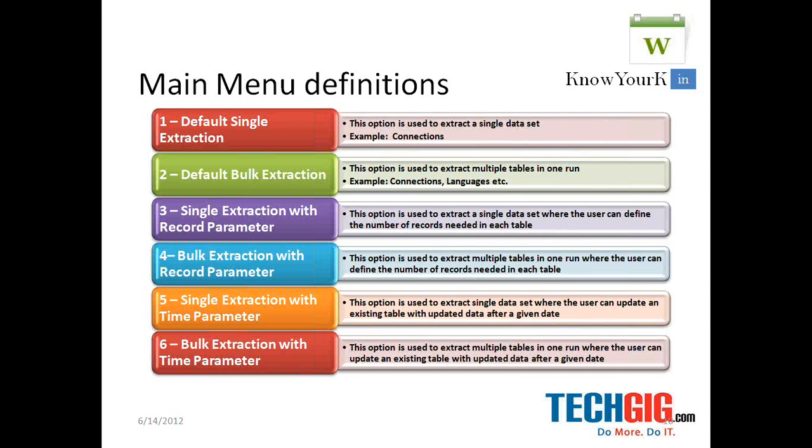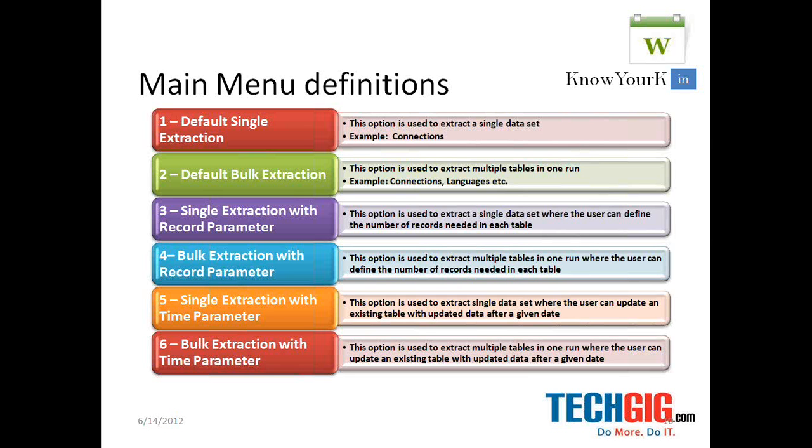We can also have a single extraction with the record parameter, where you specify how many records you want to pull from LinkedIn. You have the bulk extraction as well, so you can use the bulk extraction with the record parameter. We pass the record parameter with the bulk parameter, so you have a bunch of entities as well as you specify the records for each and every entity to be pulled.